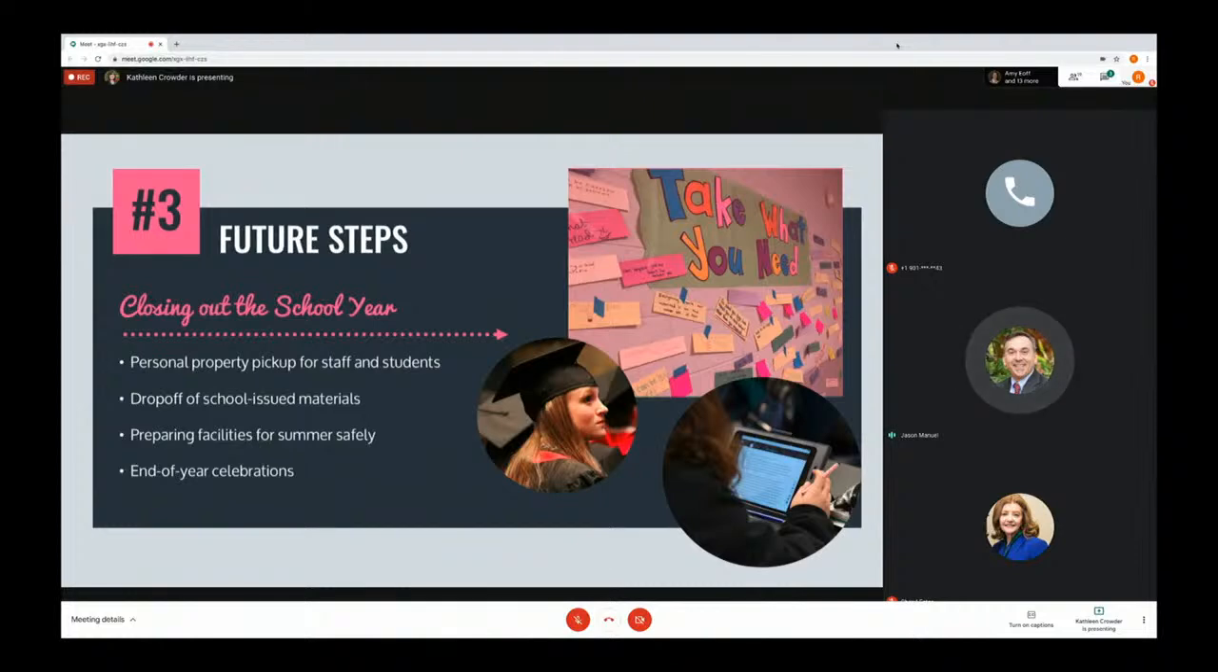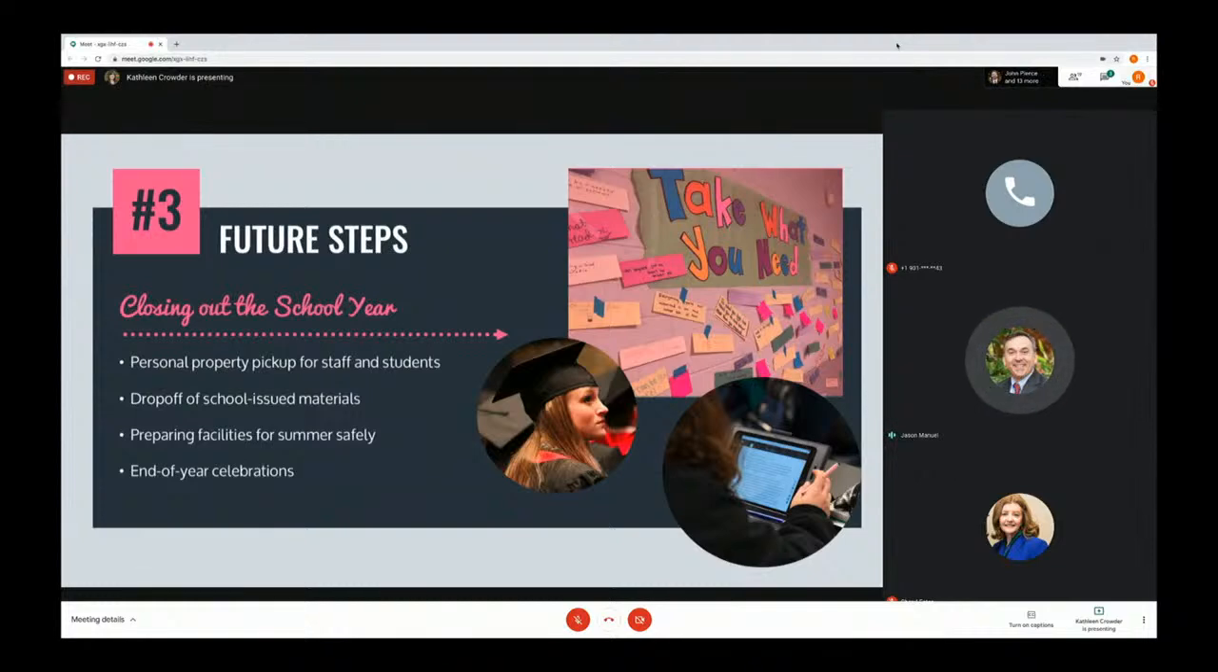But our future steps for closing out the year. I know that some schools have already started, but we have asked our high schools to develop plans for the personal property pickup of the parents and also the staff. And so they'll be releasing calendars for people to sign up to get the materials and things that they need from the schools. That also allows people to come up to the school to drop off school issued materials.